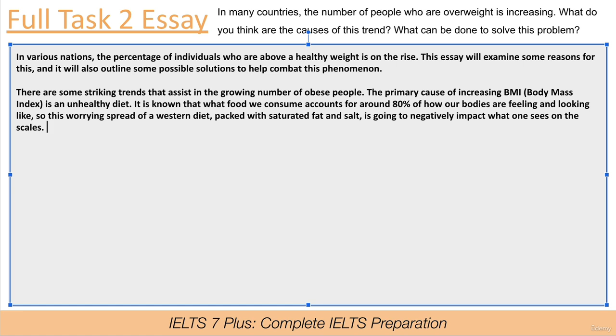Okay. The remaining 20% constitutes activity levels. Moreover, the remaining 20% constitutes activity levels.